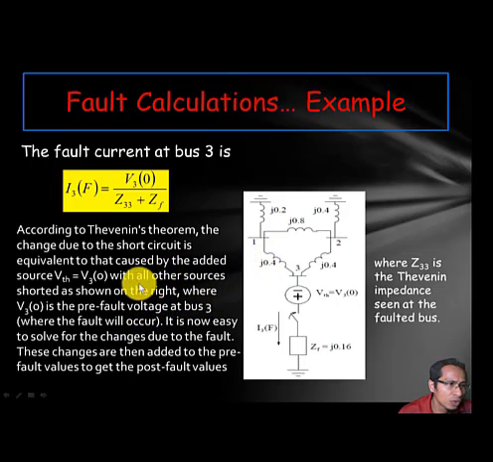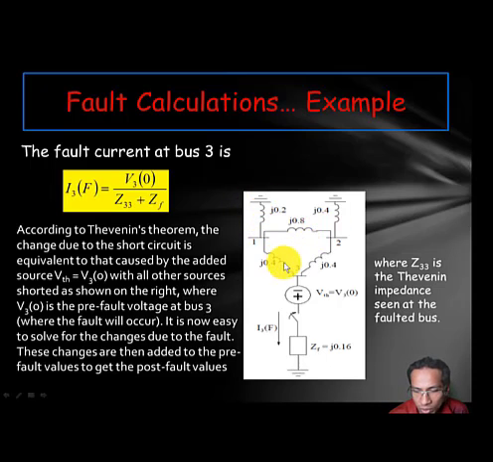It also says that V3 pre-fault is equal to the pre-fault voltage at bus bar 3. Thevenin is equal to V3 0. This means V3 pre-fault voltage, and in this case, we consider this pre-fault voltage is equal to 1 per unit. It is now easy to solve for the changes due to the faults. These changes are then added to the pre-fault values to get the post-fault values. So now our network becomes like this.